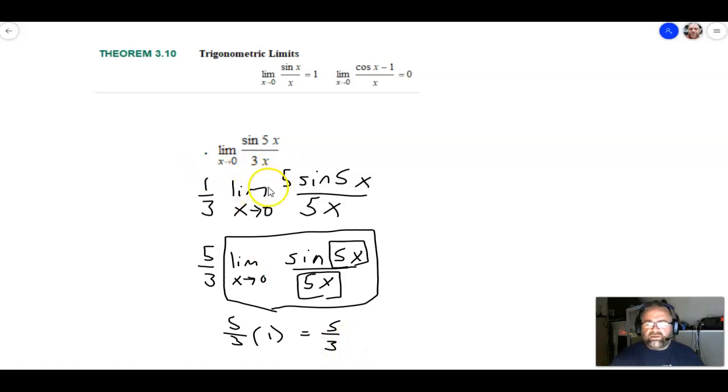And if you want to, you can take your calculator, put this function in here, take a look at x equals 0, and you should get something that's very close to 1.66667. All right. So let's take a look at the trig functions, the derivatives of those.